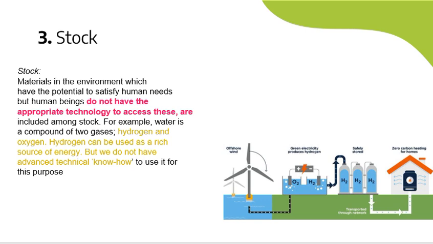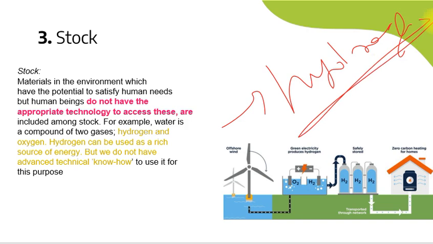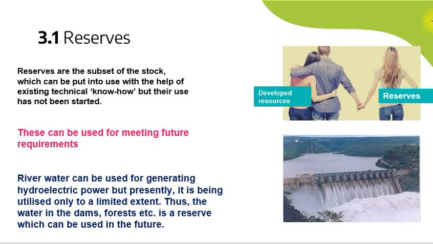But recently, एक hydrogen car भी launch हुई है, right? So just go and search about it, comment below अगर कुछ मिलता है तो and do let me know also. ठीक है, so इसको बोलेंगे हम स्टॉक, जिसको एक्सेस करने की टेक्नोलॉजी हमारे पास नहीं है उसको हम स्टॉक बोल देंगे. सिमिलरली स्टॉक का एक भाई है जिसका नाम है रिजर्व, राइट? सो रिजर्व इज अ सबसेट ऑफ स्टॉक which can be put to use with the help of existing technical know-how but their use has not been started yet.